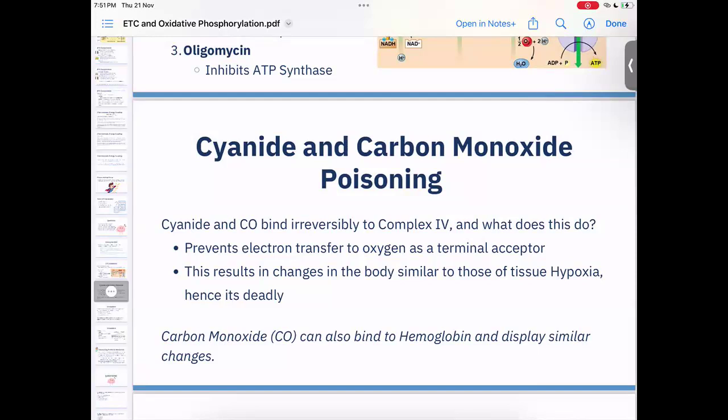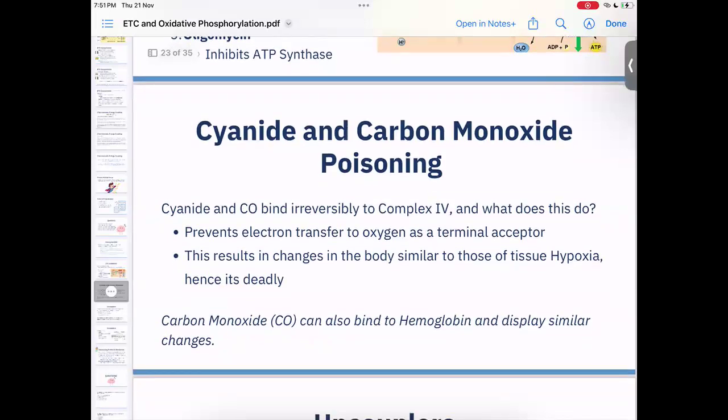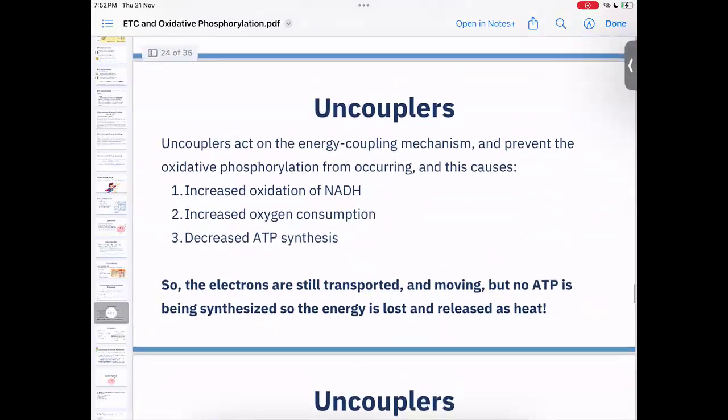And when they bind irreversibly to complex 4, they prevent complex 4 from transferring the electrons to oxygen as a terminal acceptor. And this causes changes in the body similar to hypoxia. Hence, it's a very deadly situation. And just as extra information, carbon monoxide does not only bind irreversibly to complex 4, it can also bind to hemoglobin and cause similar changes, such as hypoxia. Because carbon monoxide, wherever it goes, takes the place of oxygen. That's why it's very fatal. It's going to cause hypoxia, as I mentioned before.